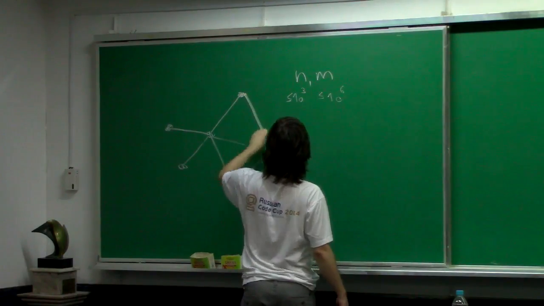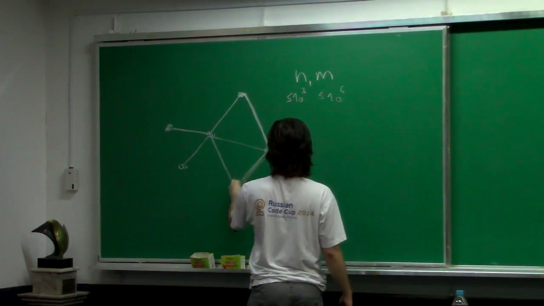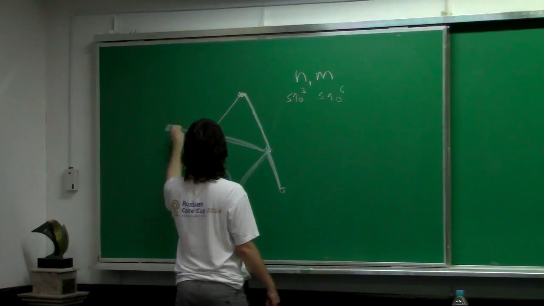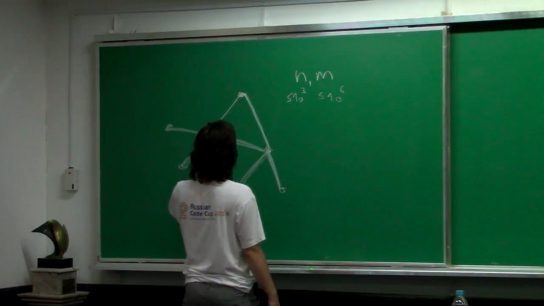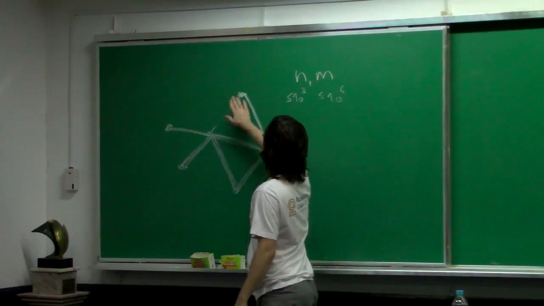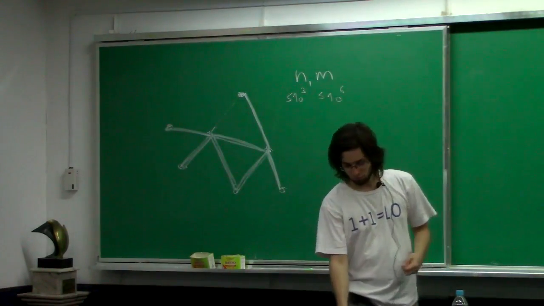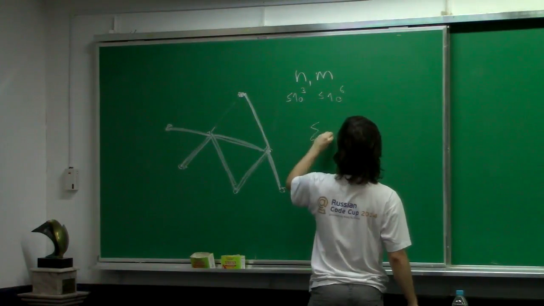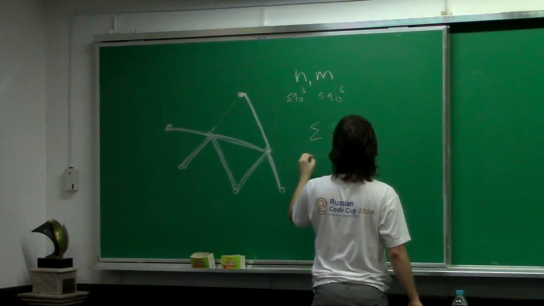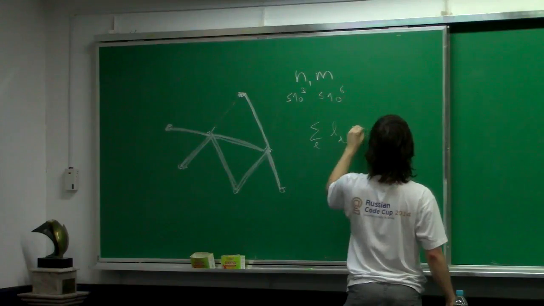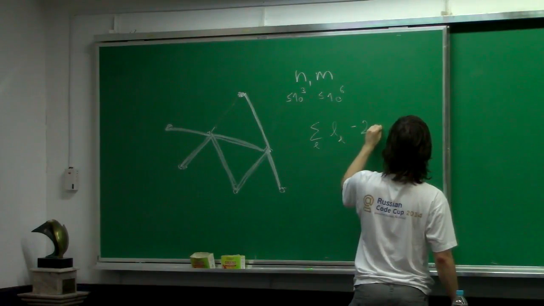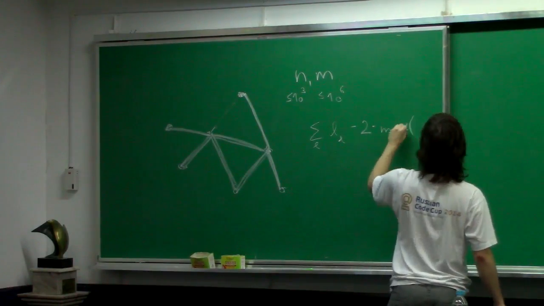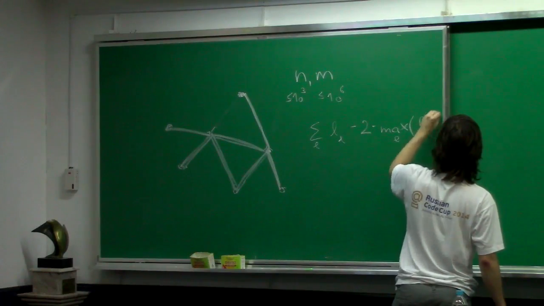So, for example, we would choose a connected subgraph by these edges. So we would just discard this edge. And the cost of such a subgraph is the sum of lengths of its edges minus 2 times the maximum length of an edge.